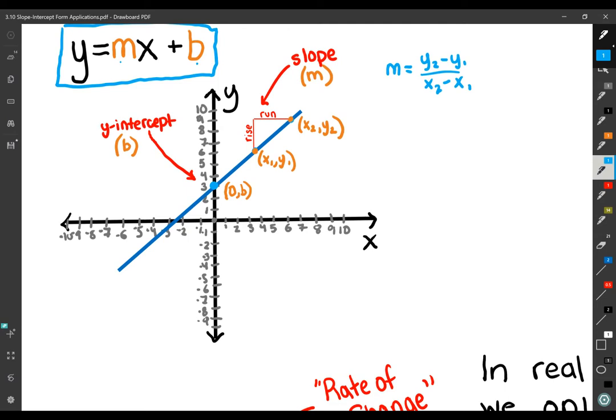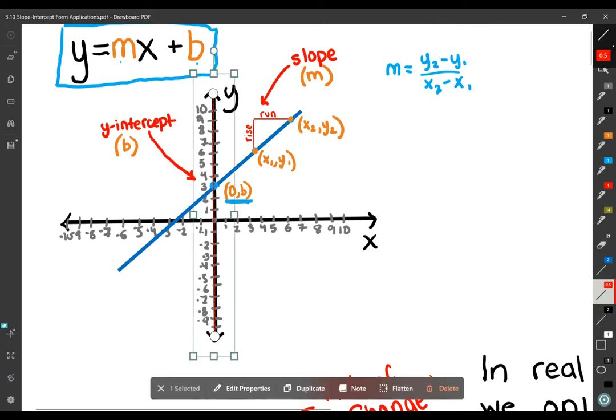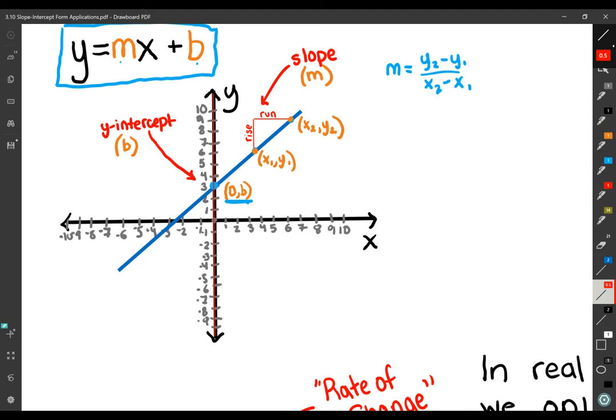We also learned about this y-intercept, right? This b value. Remembering that when we talk about our y-intercept, we're talking about when our line crosses the vertical axis, right? Our y-intercept, okay?